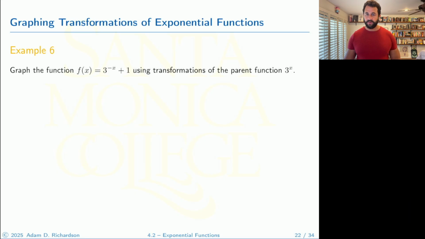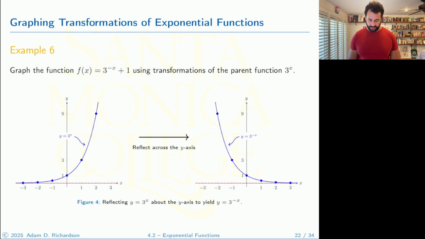Okay, here we go. So this is the parent function here, 3 to the x. This is going to horizontally reflect it across the y-axis, and then this is going to shift it up by 1. So here's the first transformation. We get a reflection across the y-axis, so this basically goes like that, and you get this. Now we're going to take that whole thing and shift it up by 1, just like so.